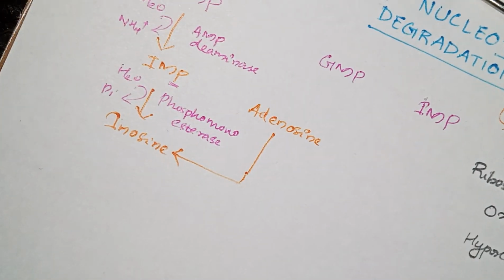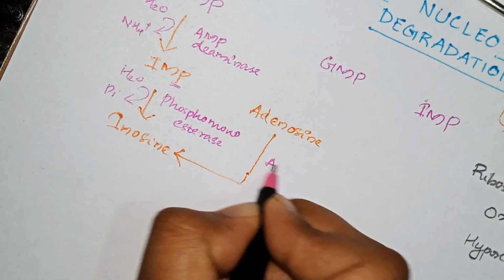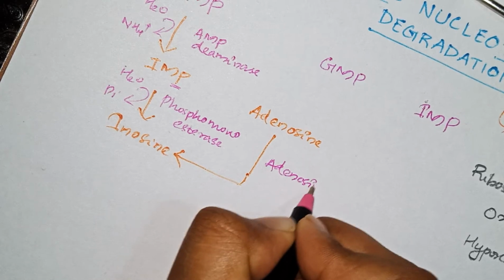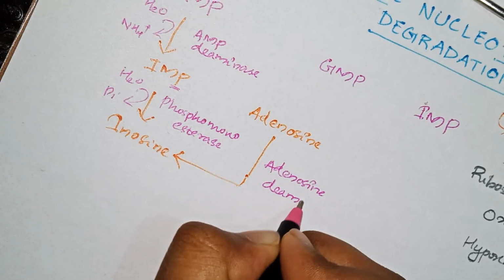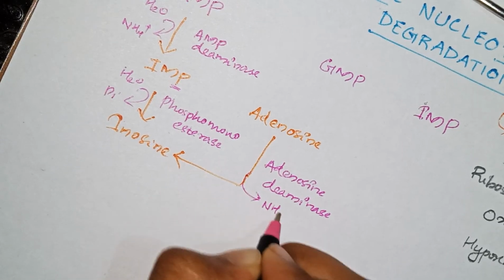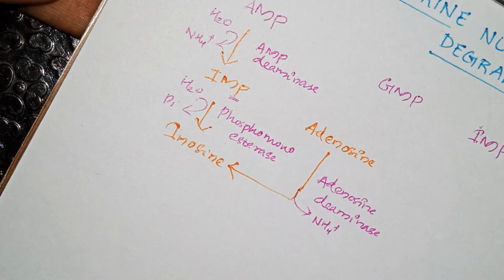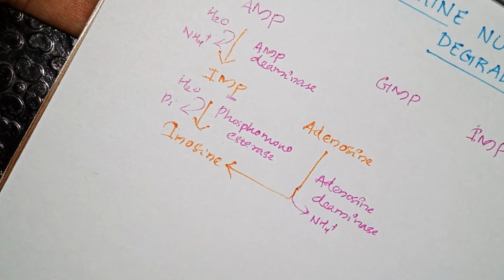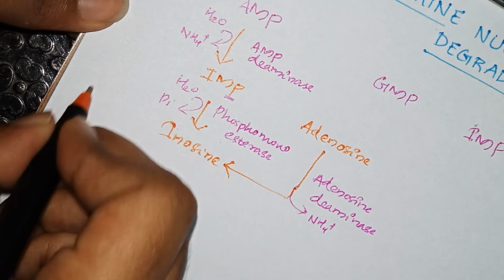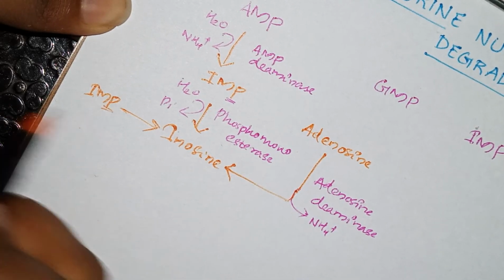Okay, now adenosine can be converted to inosine by deamination. So the enzyme is adenosine deaminase. We will get ammonia. Clear? So directly we can get inosine from IMP, right? Inosine monophosphate, just removing this phosphate, we will get inosine.